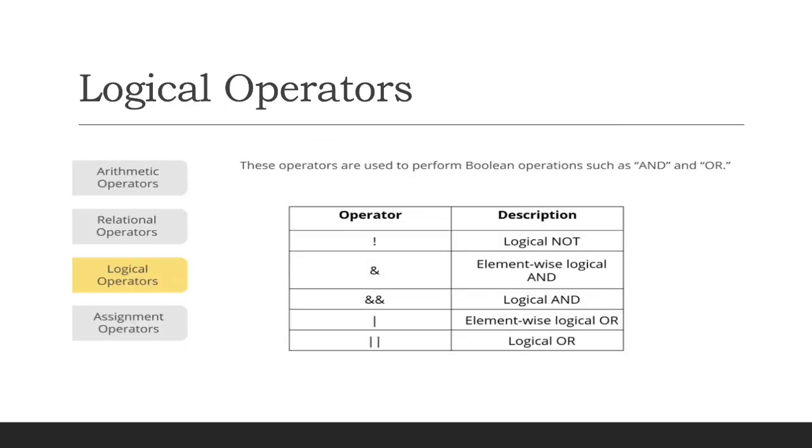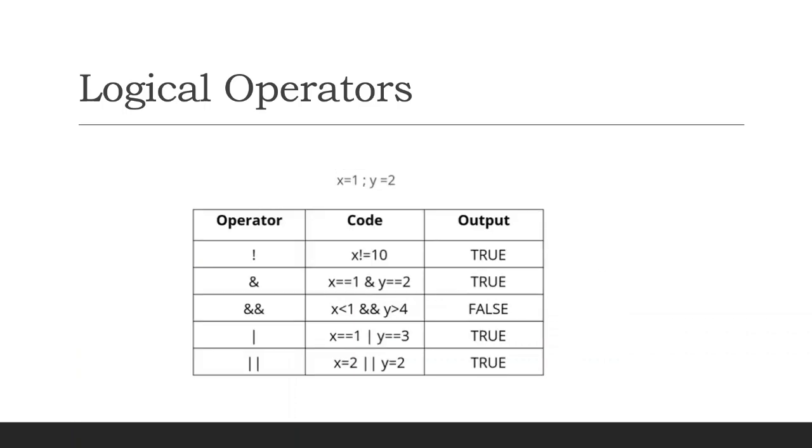The next one is the logical operator. These operators are used to perform Boolean operations such as and, or. We have five operators here in logical: logical not, element wise logical and, element wise logical or, logical and, and logical or. So we can perform all these things. This is the example where x is equal to 1 and y is equal to 2, and these are the operations that we can perform. x is not equal to 10, yes it is true. x is equal to 1, yes. And y is equal to 2, yes it is true.